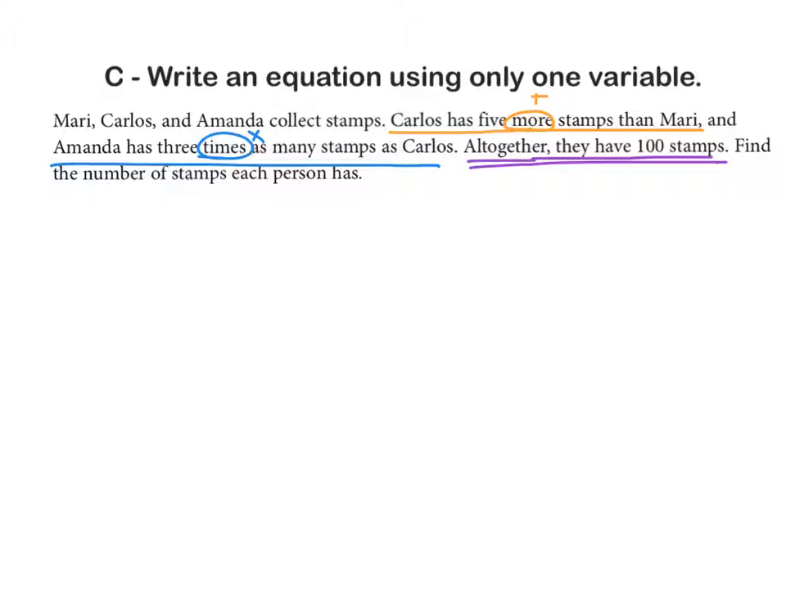But what I really want you to take a note of here is that anytime we have a total, our equation is usually going to be set up so that it's some expression equals the total. So anytime you have a total, it's usually going to be by itself. All right, so they're asking us to find the number of stamps each person has. So the first thing we want to do is just kind of set up a bare bones of what this problem is asking us to do.